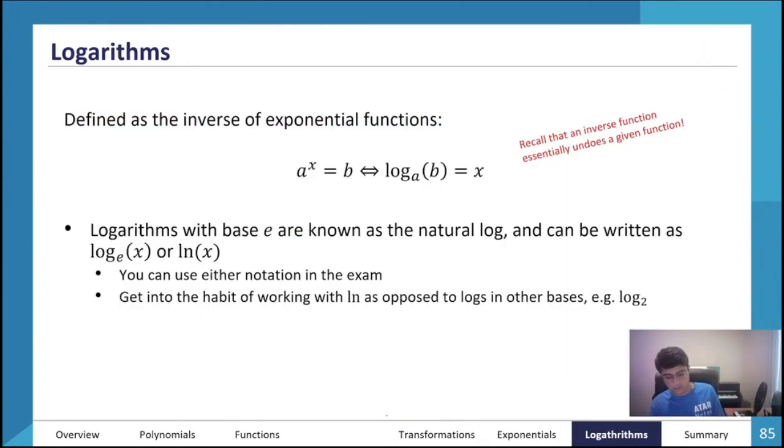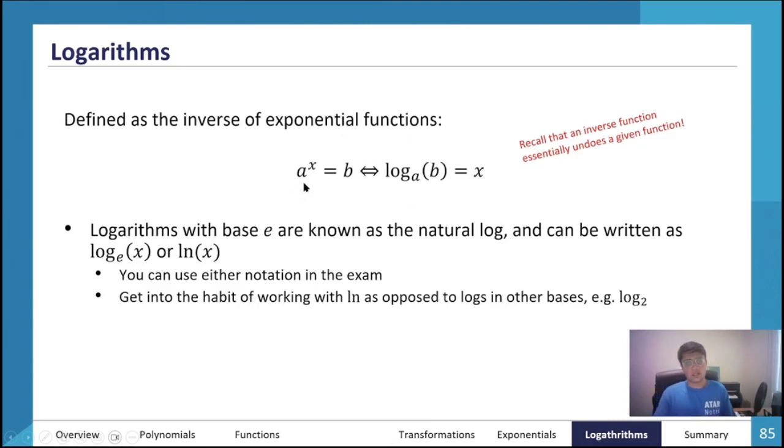We now have logarithms. This is the final stretch. We're almost there. They're defined as the inverse of exponential functions. So, like I mentioned earlier in the lecture, it's very helpful to understand the logarithm as the inverse of an exponential function because oftentimes you're going to be using this identity here.